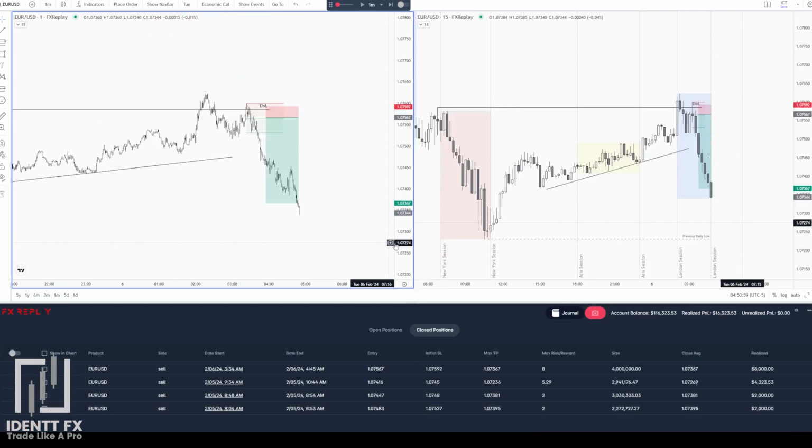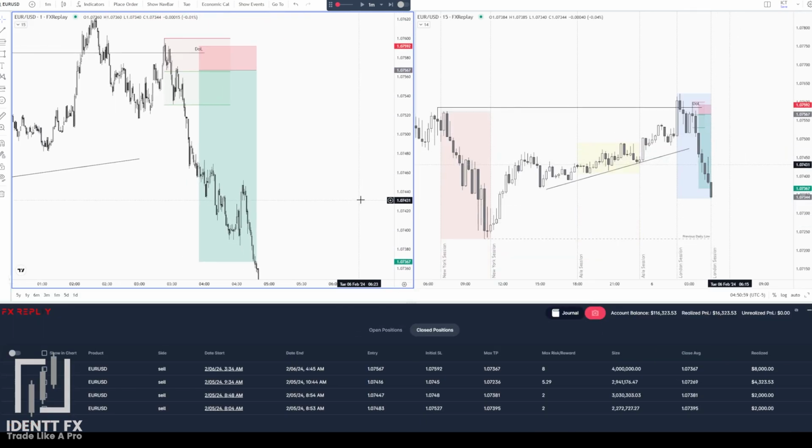So this just illustrates the power of the continuation model, but it's not just about the continuation model, right? It's mainly about establishing a proper draw on liquidity. As soon as you're able to do that, you can basically make any single model that is based on lower time frame liquidity work because you are trading where price is likely going to go, right? And if you can do that right 85% of the time, and you can also take some refined entries on the lower time frame, you're set.